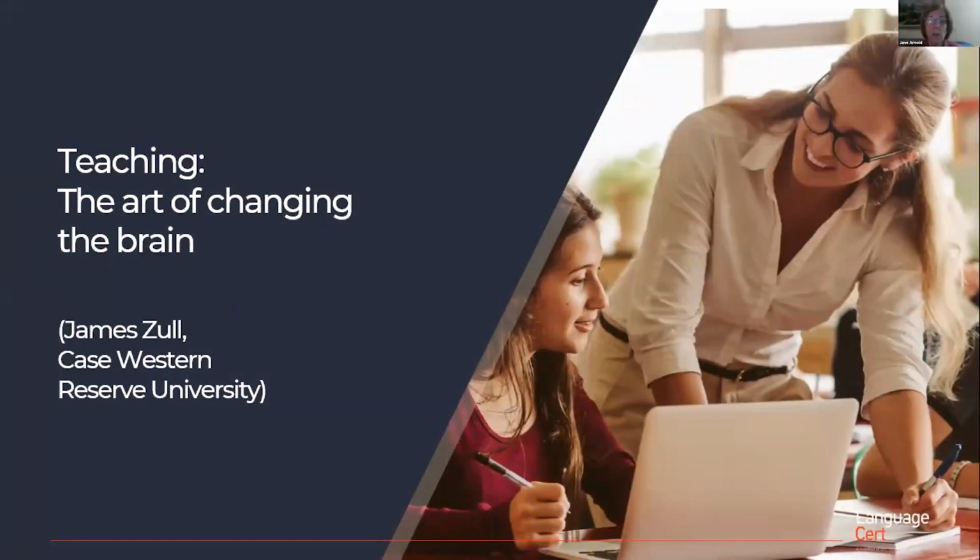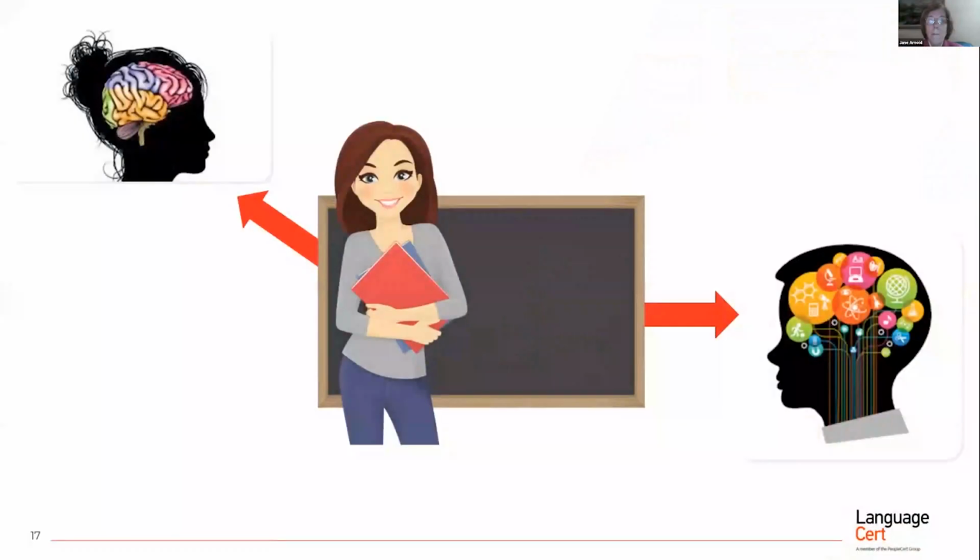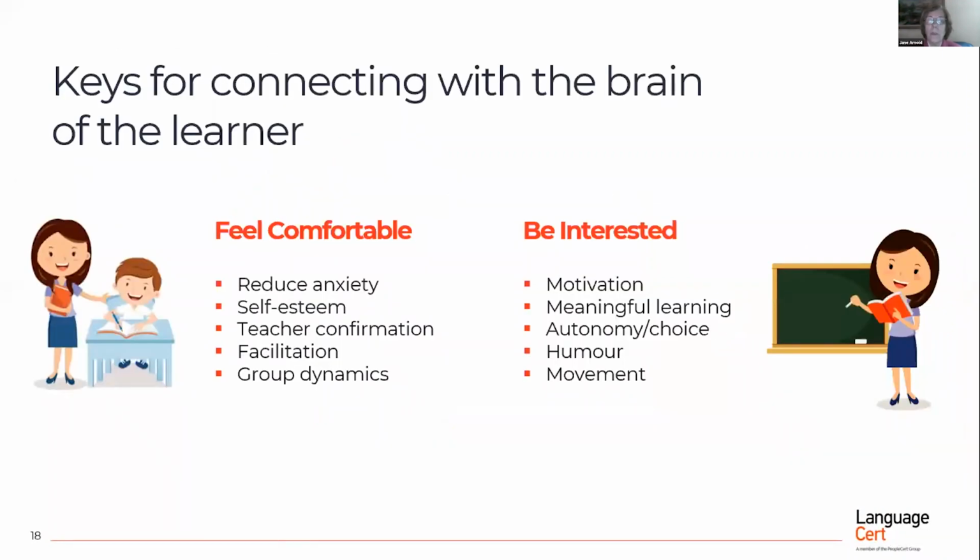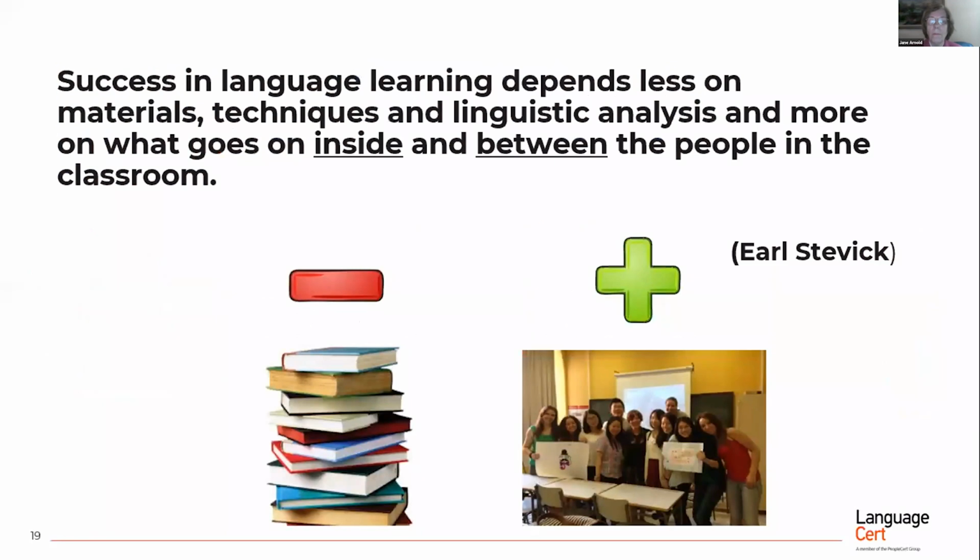Now, teaching is the art of changing the brain, according to Dr. James Zull. But in order to teach, we need to connect with our students' brain. And some of the things we can do for this, the keys for connecting with the brain of the learner, are for the learner to feel comfortable and to be interested. And all these things are connected with affect and language learning.